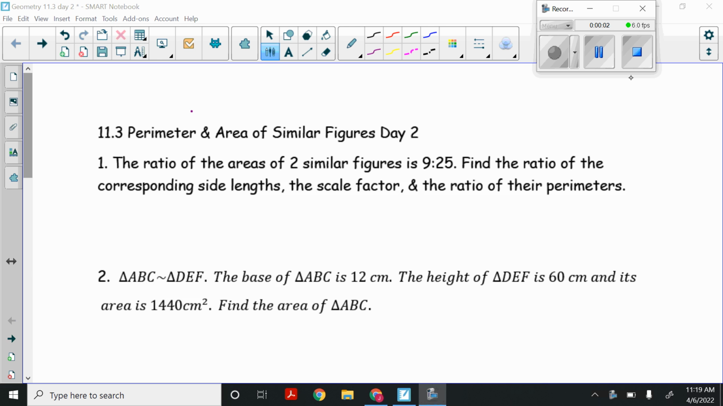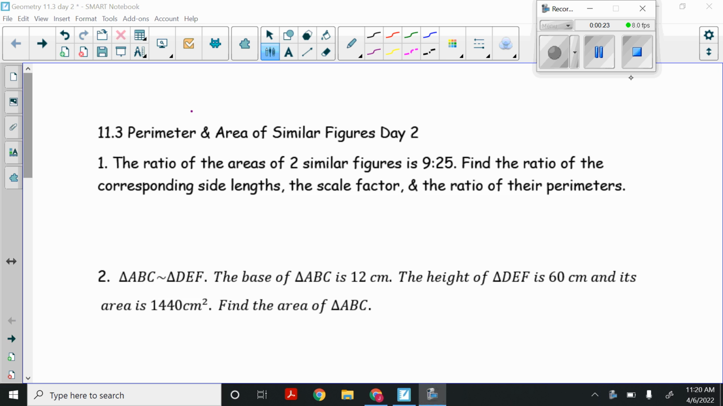Today in geometry, we're going to spend our second day on 11.3, perimeter and area of similar figures. Today we're going to focus on when they don't give us pictures, but they give us everything in word problems. So number one, the ratio of the areas of two similar figures is 9 to 25. Find the ratio of the corresponding side lengths, the scale factor, and the ratio of the perimeters.